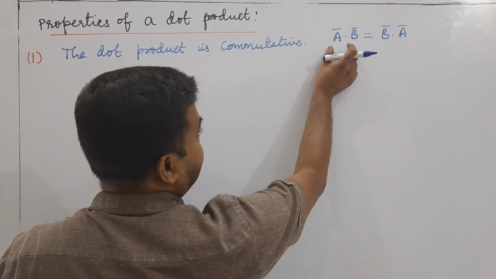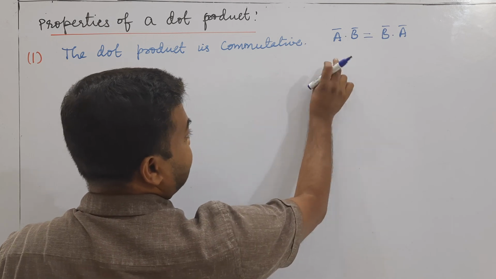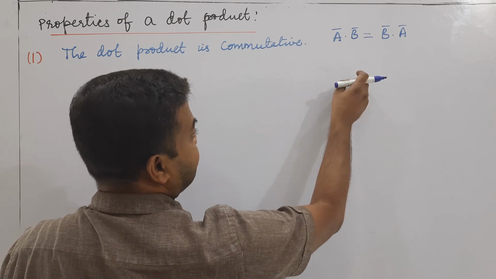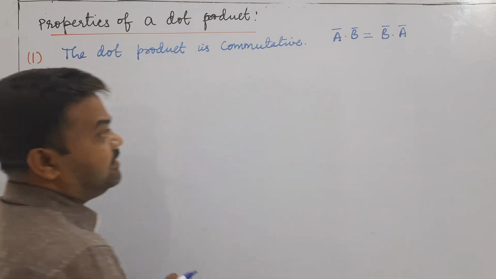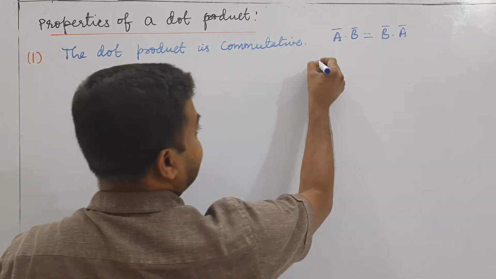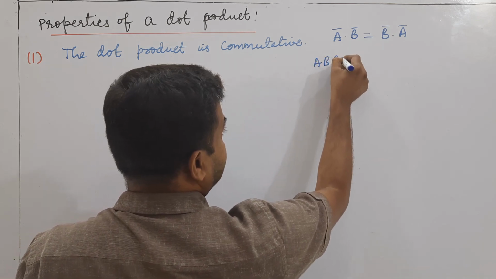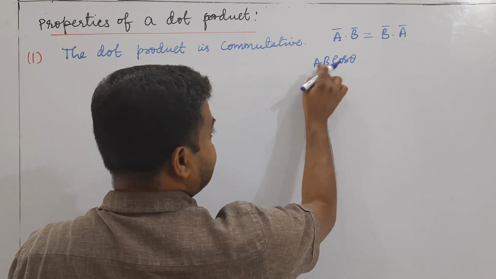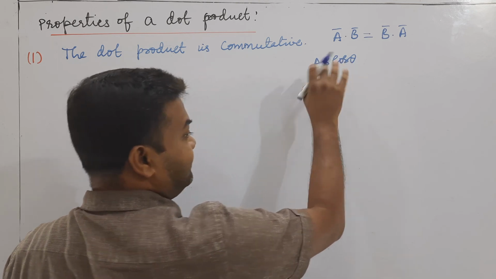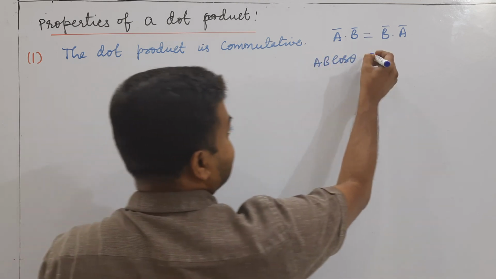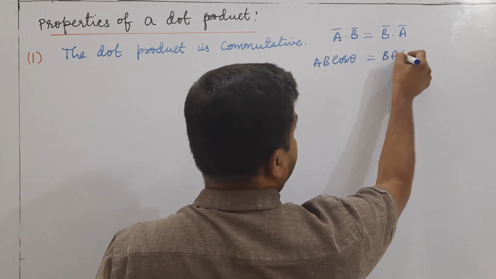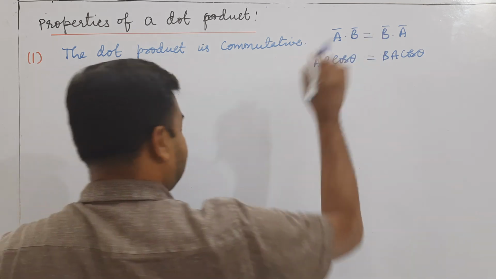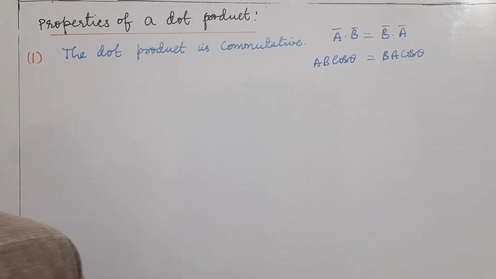A bar dot B bar means AB cos theta. Can I write BA cos theta? Yes, BA cos theta, then it is B bar dot A bar. If I interchange these two, AB cos theta or BA cos theta, easily we can interchange, because the product is a scalar. Both are the same.